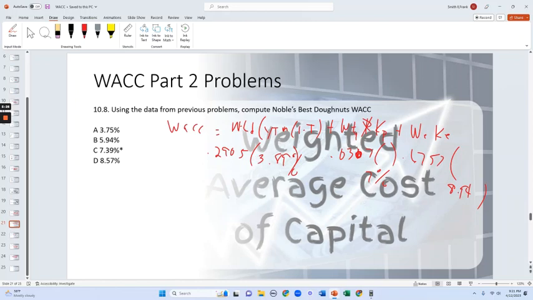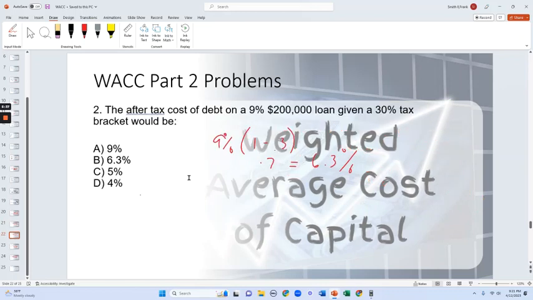When you multiply these across and you add them up, you have an overall weighted average cost of capital of 7.39%. So we put it all together in one problem for you.